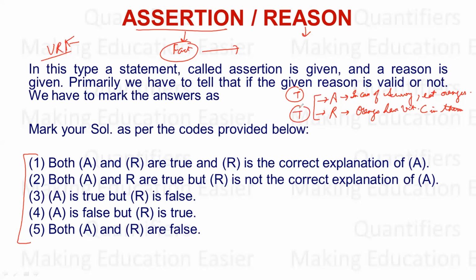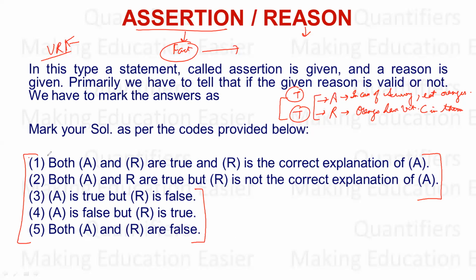This is true, right? So suppose you have both the assertion and the reason as true, then the answer lies between option number 1 and option number 2. That is, both A and R are true, okay? Now what happens if either A or R is wrong? Then the answer lies among option numbers 3, 4 and 5. A is true, but R is false. A is false, but R is true. Both A and R are false. So I hope this is clear.